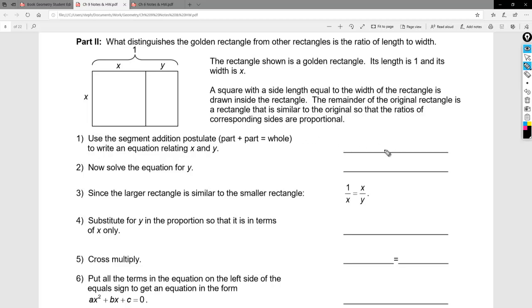So if I find my whole segment length, I find that x plus y must be equal to 1. Right, that's what they told us right here. Now if I solve this equation for y, then y is 1 minus x. The larger rectangle must be similar to my smaller rectangle, so this proportion must be true. So if I substitute what I just found into my ratio here to the right, I get 1 over x is equal to x over 1 minus x. Now if I cross multiply and then solve for x, I will end up with what I wanted.